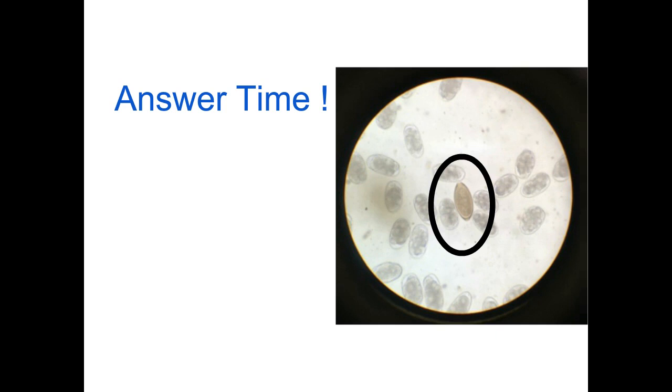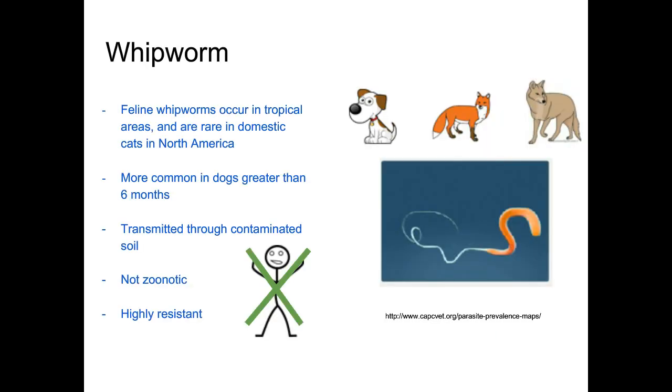That was a whipworm. So they're a little easier to understand because they don't have very many pathways of infection. They only infect dogs for now in the United States. Feline whipworms can occur in the tropical areas, and they're rare in North America. More common to see them in dogs that are greater than 6 months of age, and they're only transmitted through contaminated soil. So lucky for us, they are not zoonotic, but they're highly resistant in the environment, so we do have to worry about them.